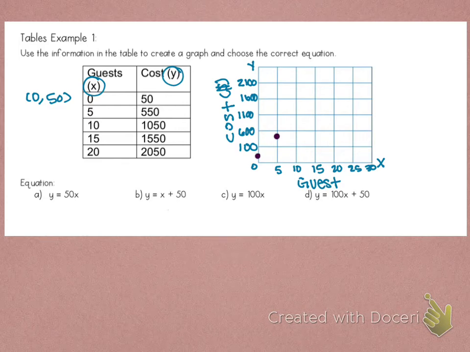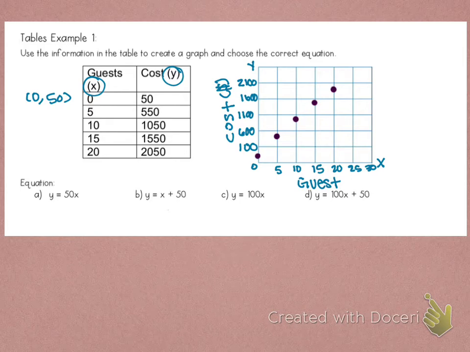And then we have 10, 1,050. So that's going to be slightly underneath there. And then 15, 1550, slightly under here. And then 20, and we're looking at 2050. It's going to be somewhere right there.